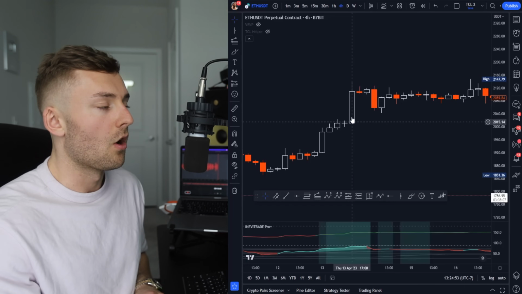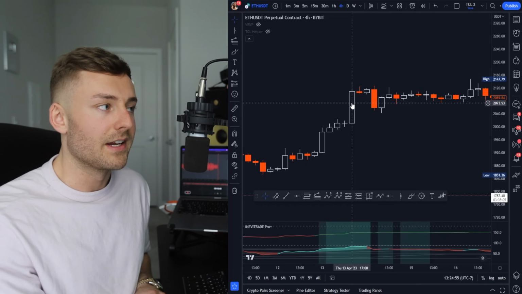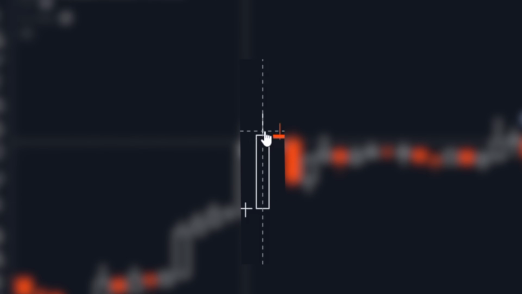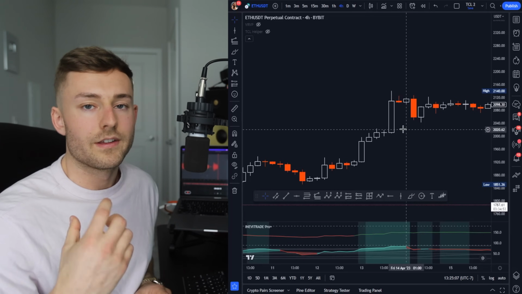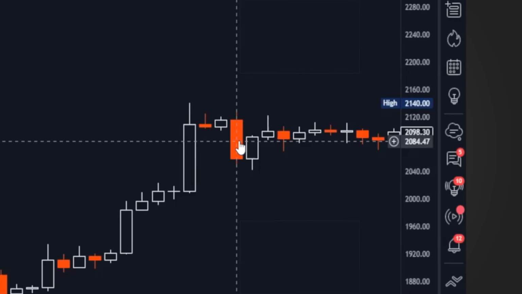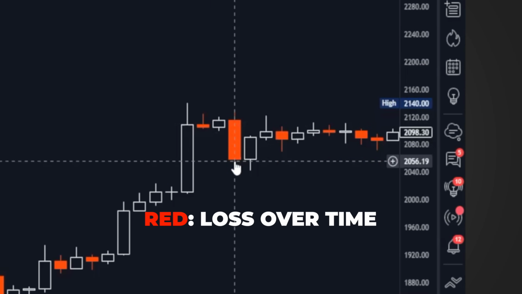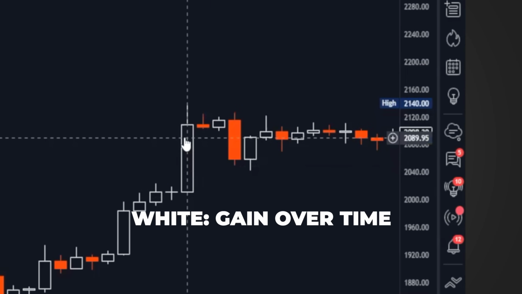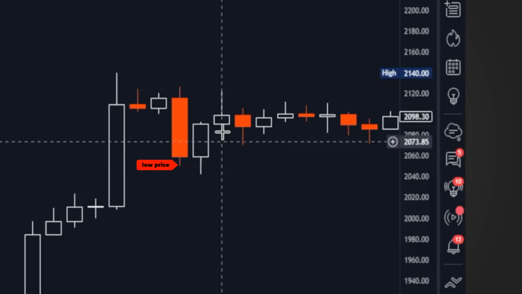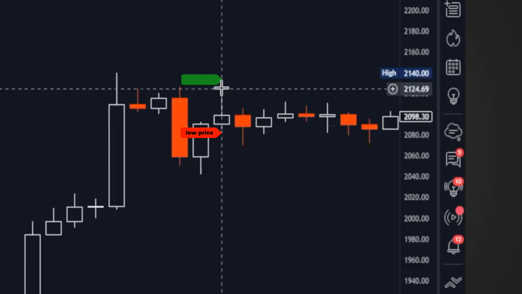So basically all of the movement that happened in price is going to be represented by one candle showing 4 hours of price movement. The color is going to show whether the candle closed at a net gain or a net loss. The orange candles for me are going to signal that this was a net loss over time, and the white hollow candles are showing a net gain. No matter what color the candle is, this wick is always going to be the high price and this wick is going to be the low price. Same thing with this candle. This is the low price and this is the high price.